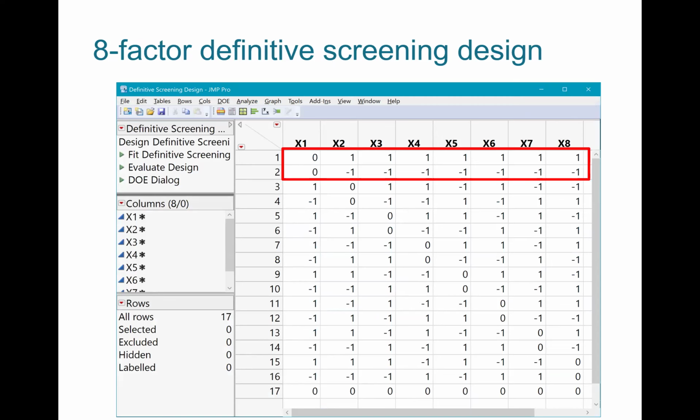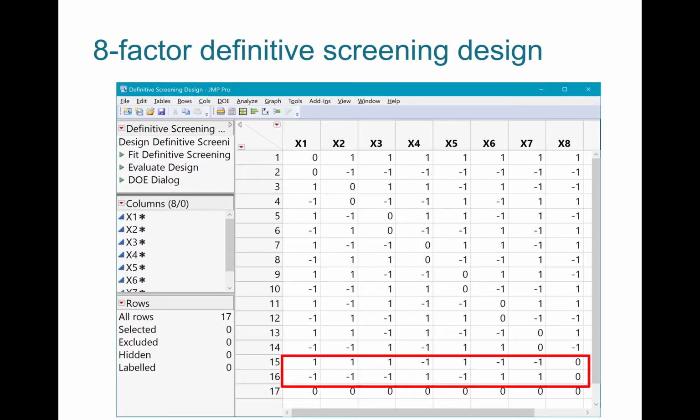There's a specific structure in all the test combinations here. You can see, if you look closely, that the first 2 rows are each other's opposites. The 3rd and the 4th row as well. The 5th and the 6th, the 7th and the 8th, and so on, are also each other's opposite. And also rows 15 and 16 are each other's opposite. We call these mirror image pairs or fold-over pairs. Definitive screening designs are made up of fold-over pairs.